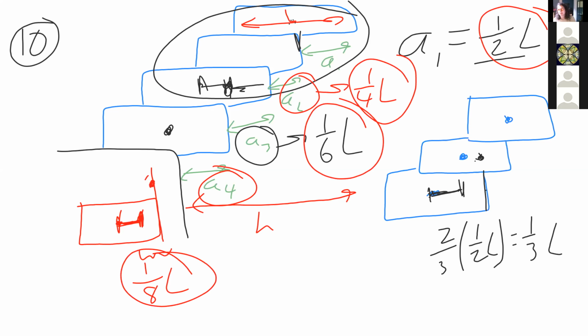So for the last part where you need to find the total overhang distance, you just add all of these together. And I'll leave that up to you.